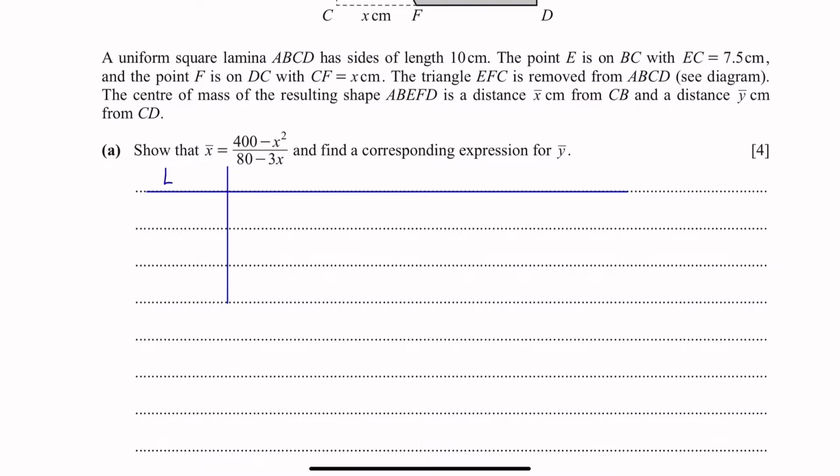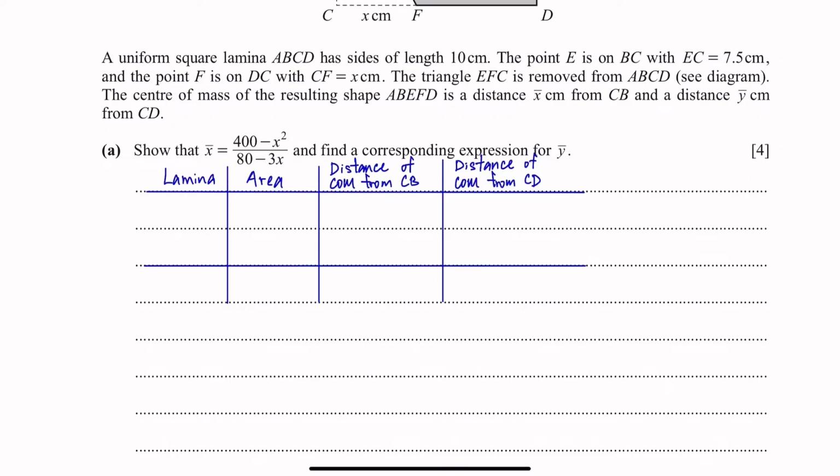So the first one would be the laminar, second would be area, third would be the distance of center of mass from CB. So the fourth one would be the distance of center of mass from CD. Yes. So after having these 4 columns, we can start filling in the information.